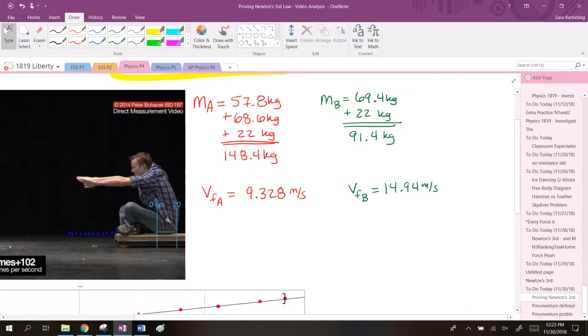My friends that did A, that did the calculations for the young ladies and their cart, what did you get for a product? 1,384.28. What are the units of that product?